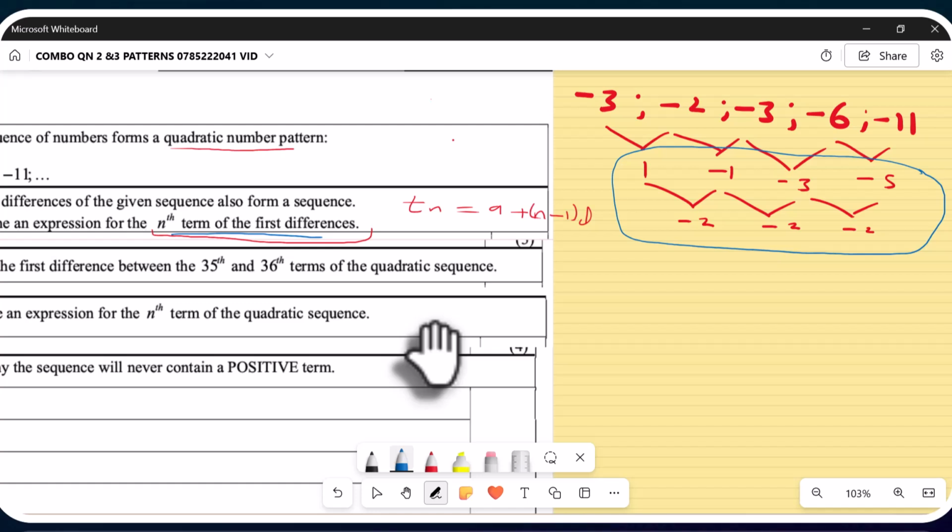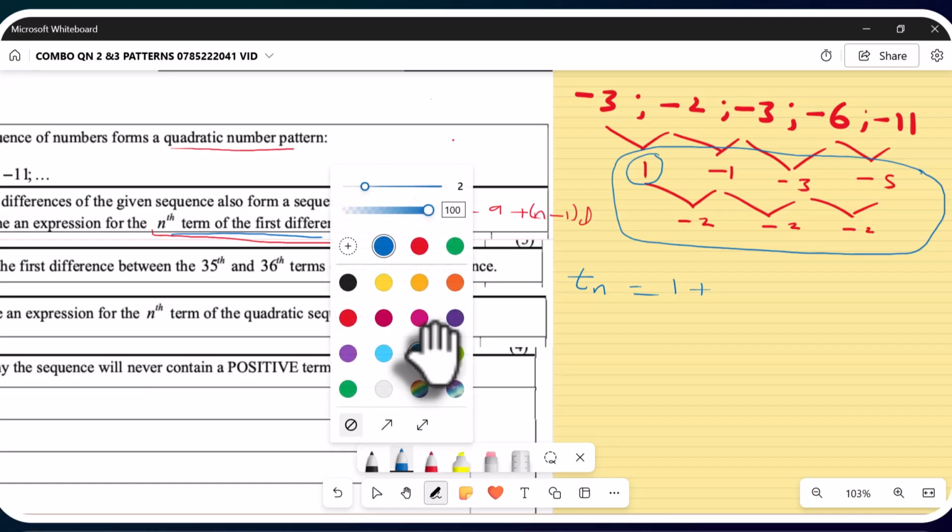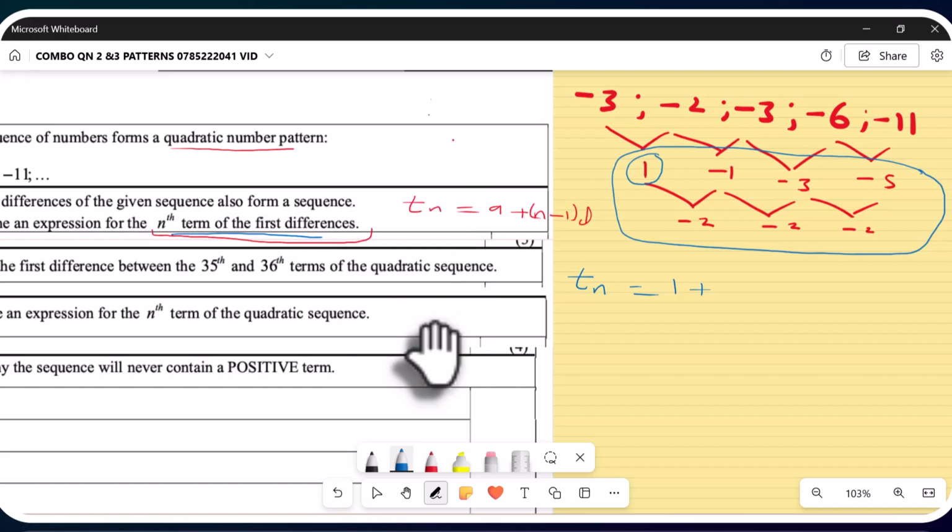Okay, so we come here and answer the question now. So our Tn is negative 2n plus 3. We're going to say here that our Tn for the first differences is Tn equals negative 2n plus 3.